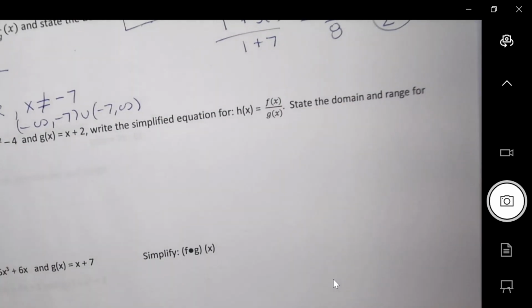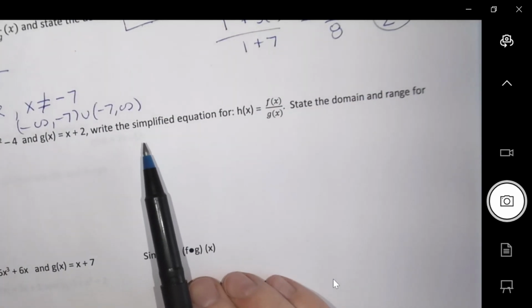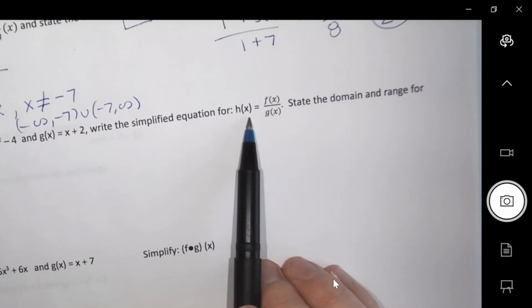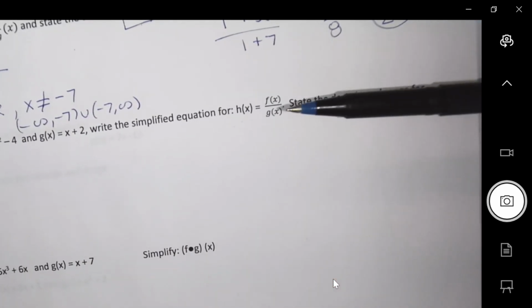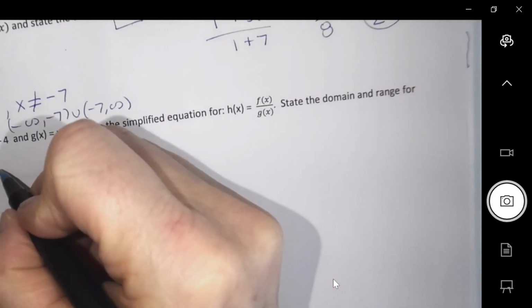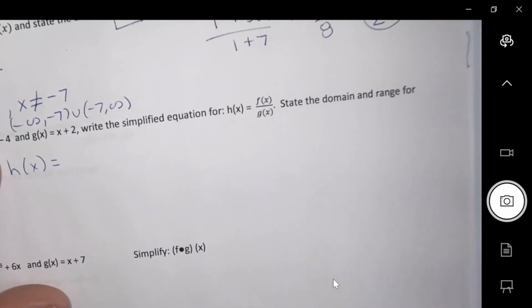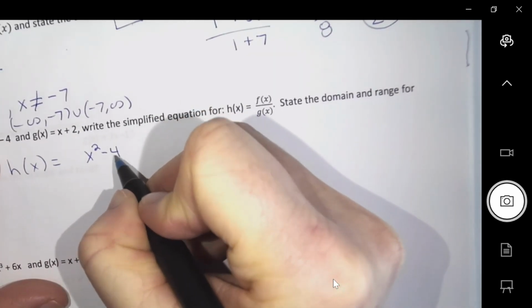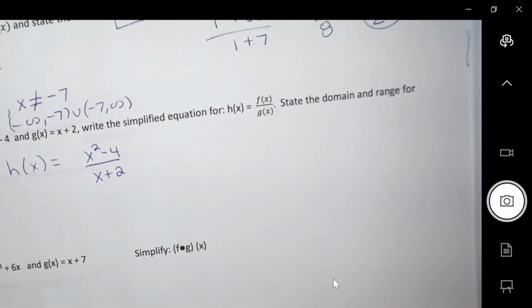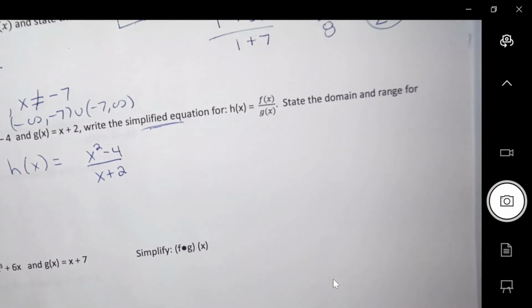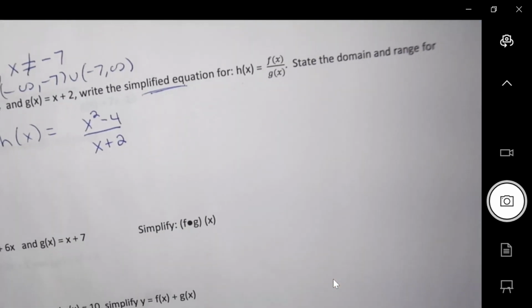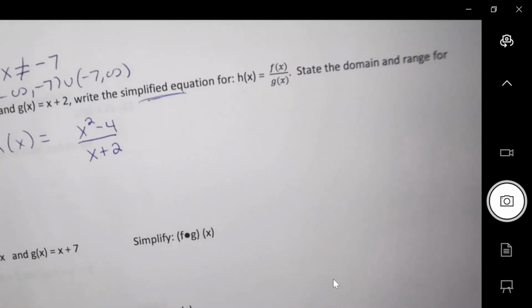Okay, number 2. Write an equation for h of x if h of x is the f function divided by the g function. So this time I need to pay attention to my titles of things. So h of x is when we take the f function divided by the g function. Could we simplify anything in that? Is there something we can do to simplify this? And this was from our rationals unit.